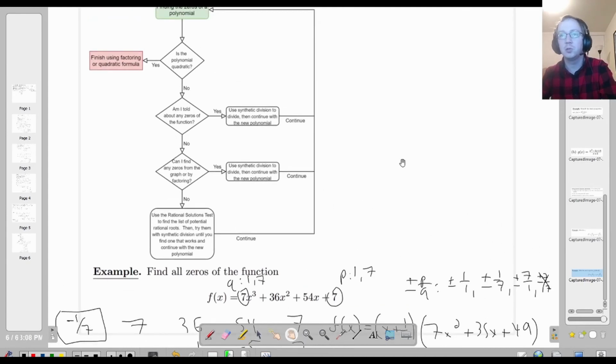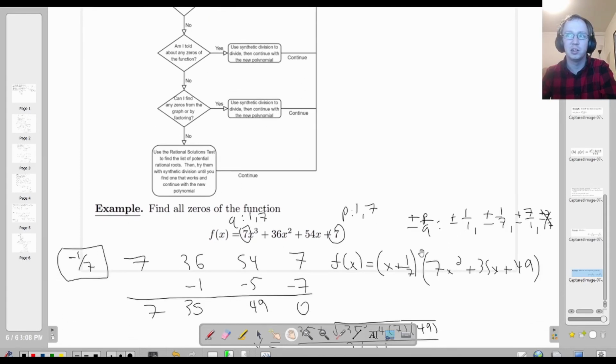So again, just to reiterate, the rational solutions test is great when we need it, right? If nothing else is working, this can jumpstart our process and get us moving. But if something else easier is going to work, we should do that something else first. It really is only as a last resort that we use the rational solutions test to get us moving.